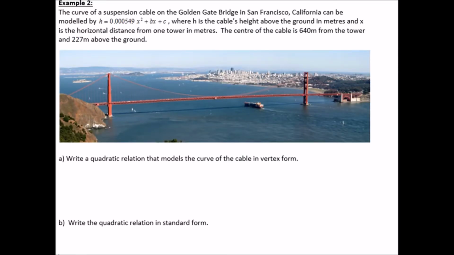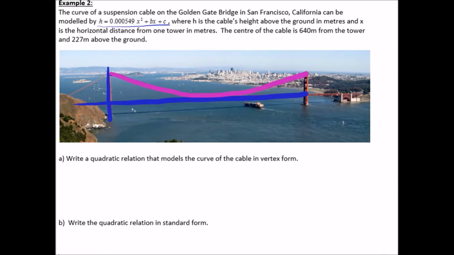The curve of a suspension cable on the Golden Gate Bridge in San Francisco, California, can be modeled by this equation here, where h is the cable's height above the ground in meters, and x is the horizontal distance from one tower in meters. Okay, so if we put that into this question, what we're actually looking at here is this parabola. See that suspension cable? Down and up.